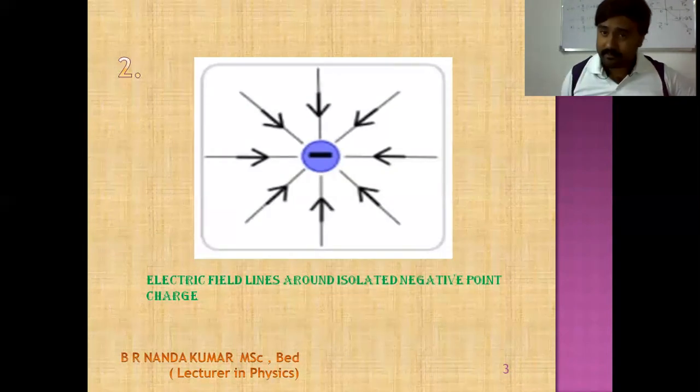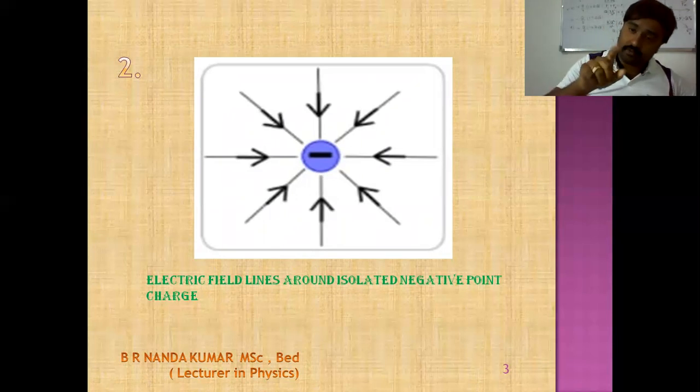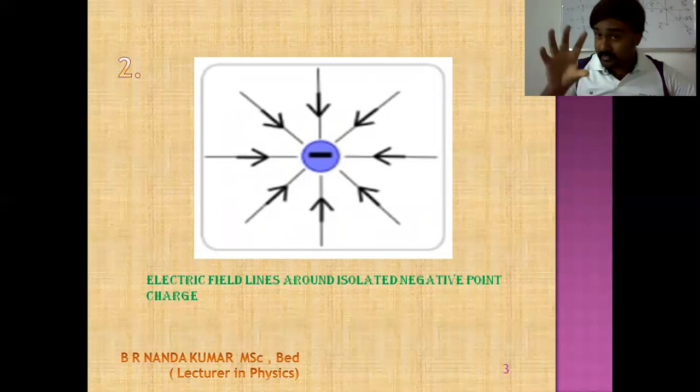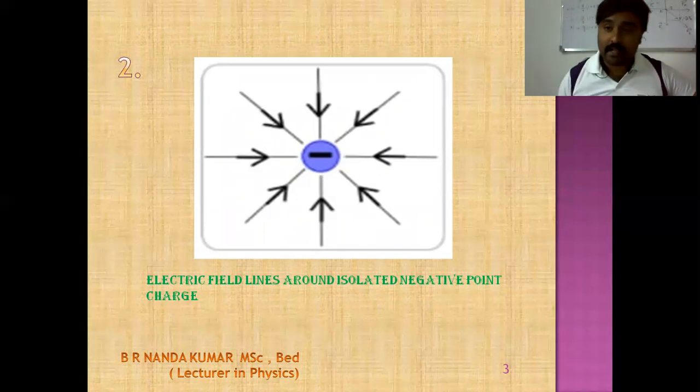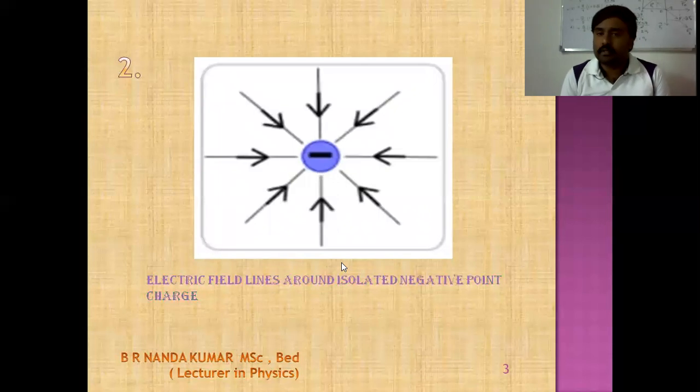Radially diverging electric field lines are produced around an isolated positive point charge. Radially converging electric field lines are produced around an isolated negative point charge. Electric field lines are directed away from an isolated positive point charge. Electric field lines are directed towards an isolated negative point charge. So these are electric field lines around an isolated negative point charge.